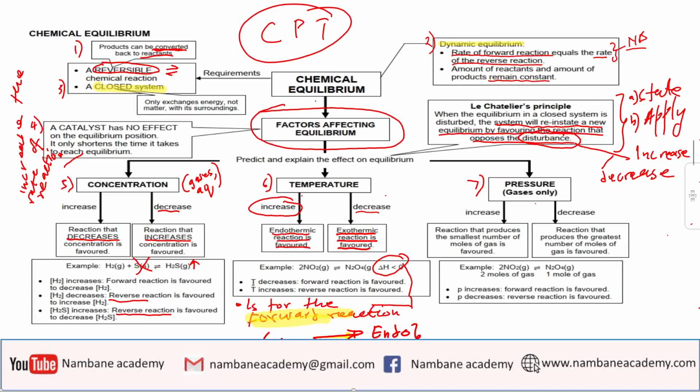That's the reason why in there it says a decrease in temperature in this instance, because the forward reaction is now what? Is now exothermic. So because it is exothermic, a decrease in temperature means now the forward reaction will be favored, but an increase in temperature will now be the reverse reaction being favored.